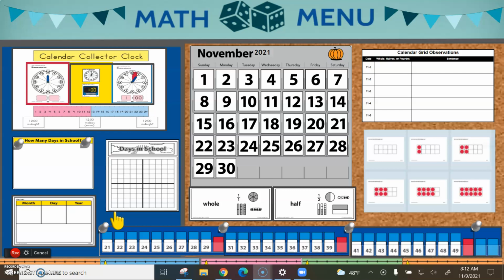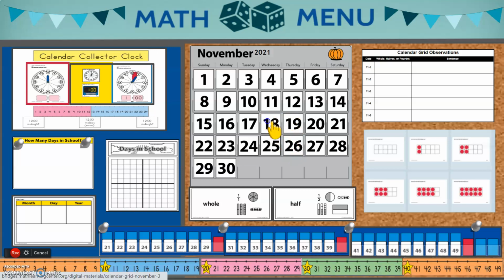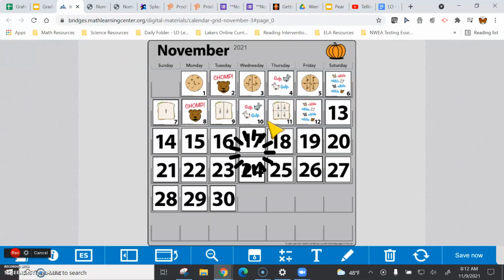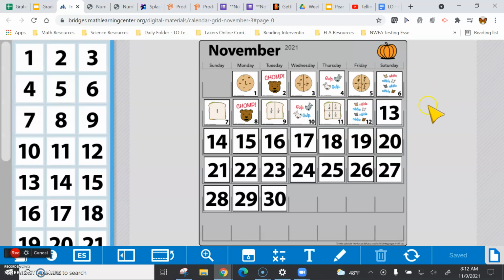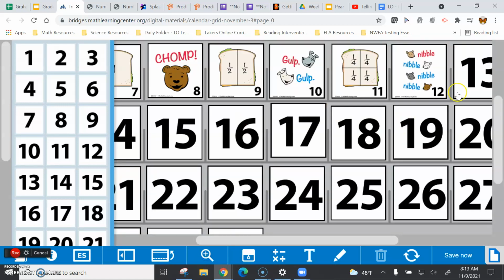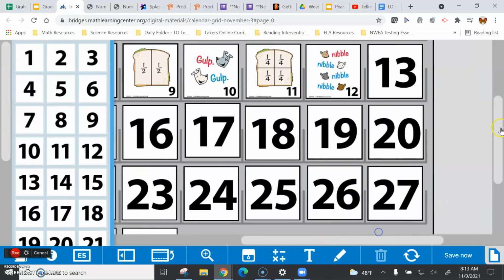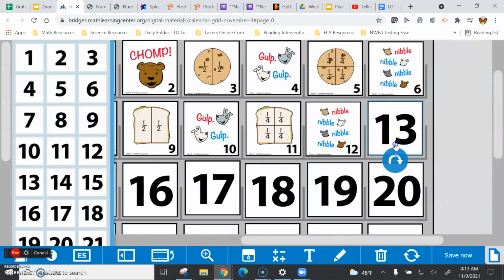Let's check our number corner calendar. Okay, we've had a lot going on with our calendar. We've had a whole cookie that's been cut into different parts. We've had a whole sandwich that's been cut into different parts. And we had some cards over the weekend that we need to figure out what they have on them. Let's find out.